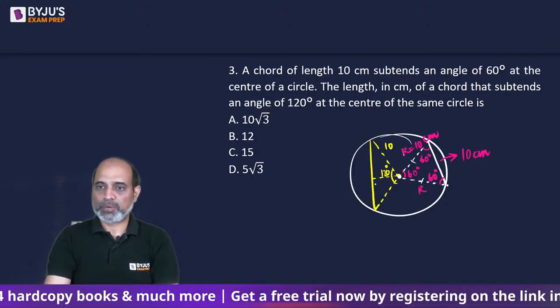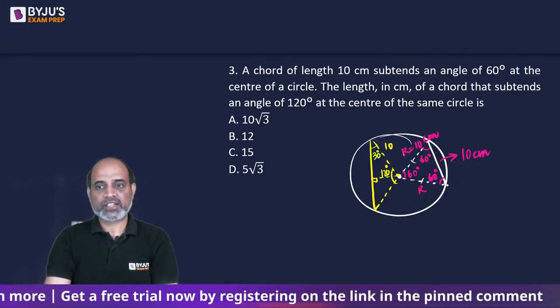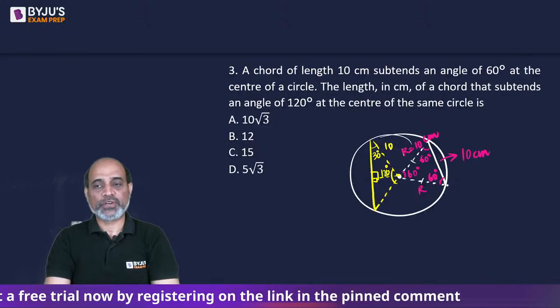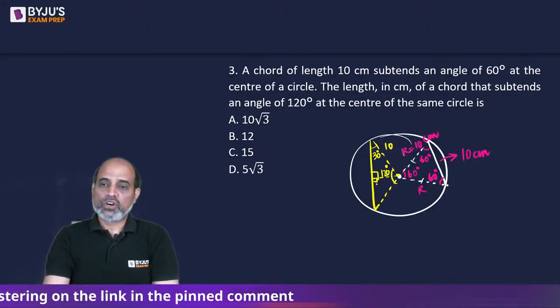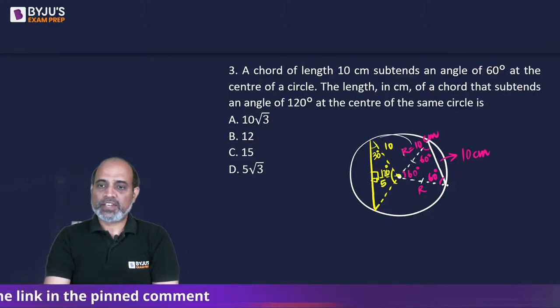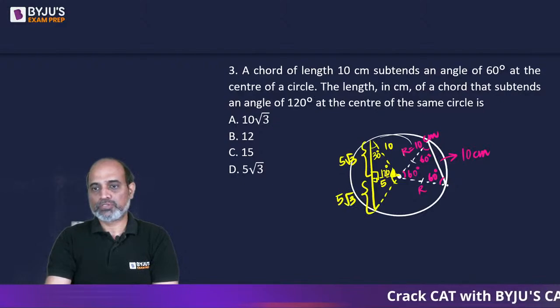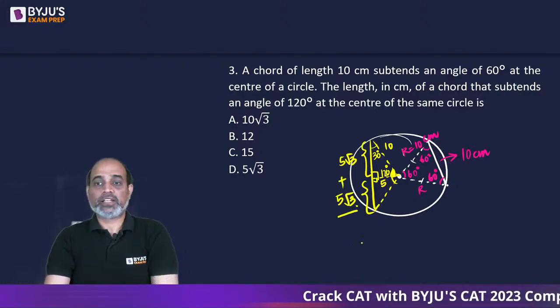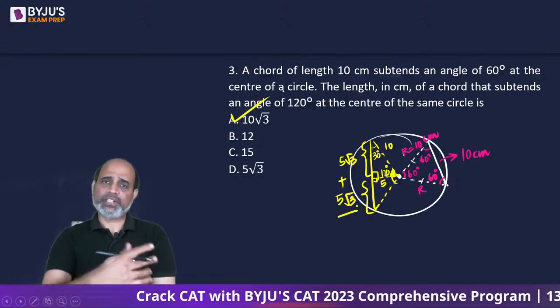If I drop a perpendicular, it changes into a 30, 60, 90 right angle triangle. Opposite to 90, you have 10, which is the radius, so opposite to 30 you will have 5, and opposite to 60, this is going to be 60 degrees. This length is going to be 5 root 3. If this is 5 root 3, the other part is also going to be 5 root 3. The length of that chord is going to be 10 root 3. In other words, root 3 times the radius is what we need.